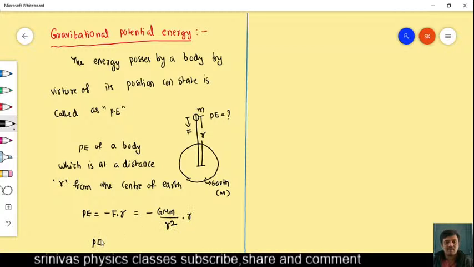The potential energy formula is very simple. The potential energy formula is minus G M m by r. This is the formula for the potential energy. It was very simple, right? Have you understood? Is it clear, students? Voice and picture? Write in the chat box. Now I am able to see the chat box also.